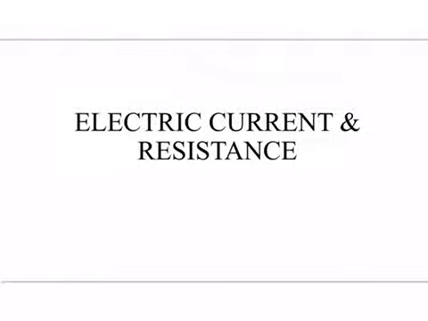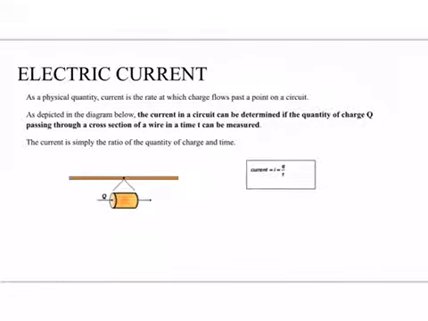Hi students, in this video we are going to cover electric current and resistance. As a physical quantity, current is the rate at which charge flows past a point on a circuit. As depicted in the diagram below, this is a wire. When we take a segment and enlarge it, the current in this segment can be determined if the quantity of charge Q passing through a cross-section of the wire in a time t can be measured.